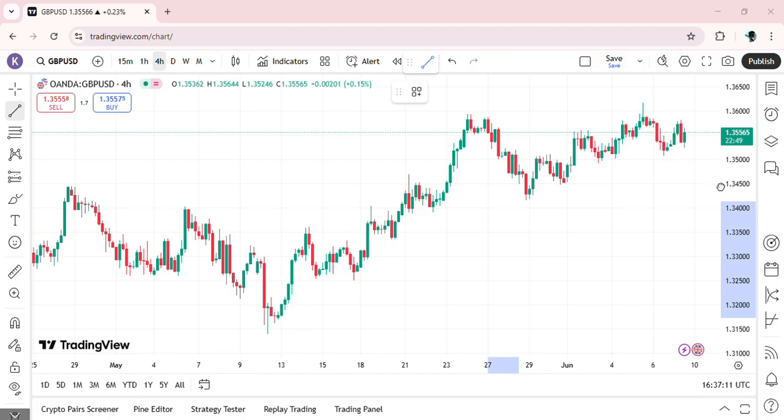So this line now is the resistance, and the resistance acts as what we call a ceiling. It prevents prices from continuing to go up. That is now the work of what? A ceiling, preventing something.